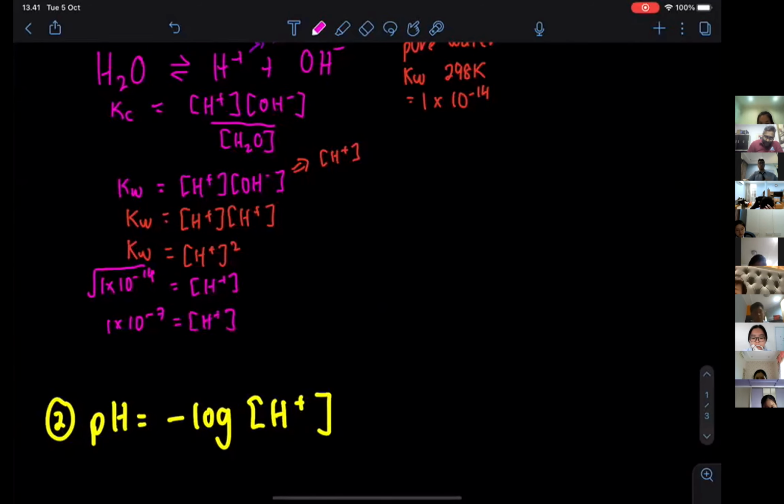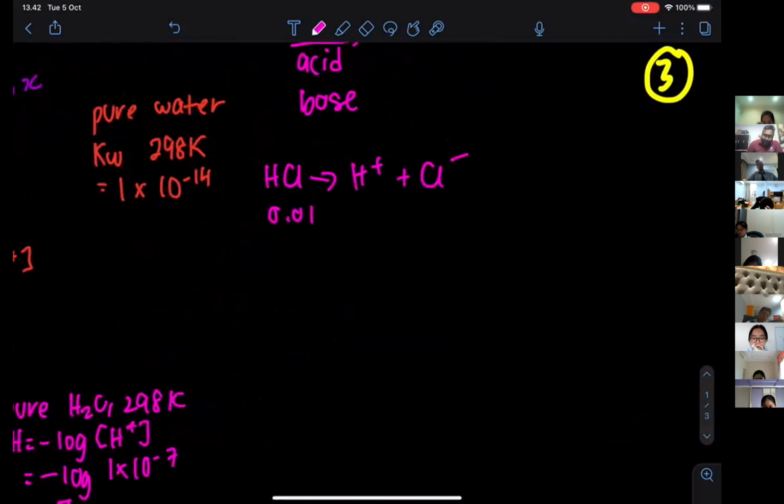What is strong acid and strong base? Let's say, for example, HCl. They give you H plus and Cl minus. So if you have 0.01 mole per dm cube, you can find out. Very simple, 0.01, 1 mole to 1 mole. I know the concentration of H plus. Just apply directly: pH equals negative log concentration of H plus. Straight away you apply.